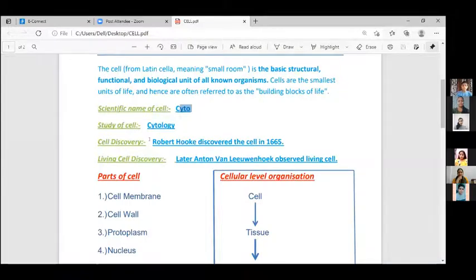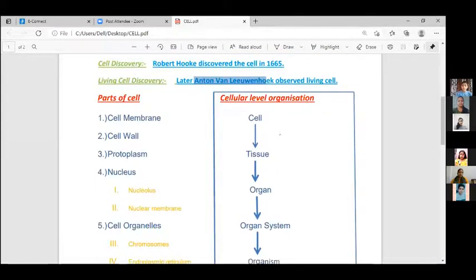The cell was discovered by Robert Hooke in 1665. It was the cork cell, which was dead, and the living cell was discovered by Antony von Leeuwenhoek. He discovered the bacteria, or living cell, flowing in the water with his self-made microscope.